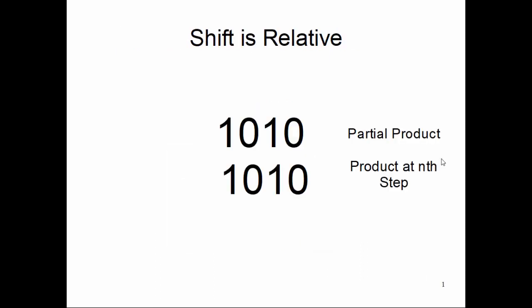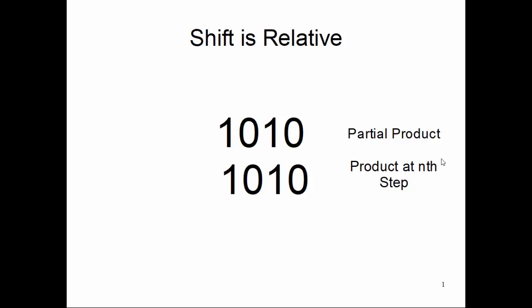The first step to understand the strategy that enables us to compact down the digital circuit is that shift is a relative term, right? When I say we are shifting the multiplicand towards the right while keeping the multiplier at the same place, that is the same as keeping the multiplicand at the same place and shifting the multiplier to the right.